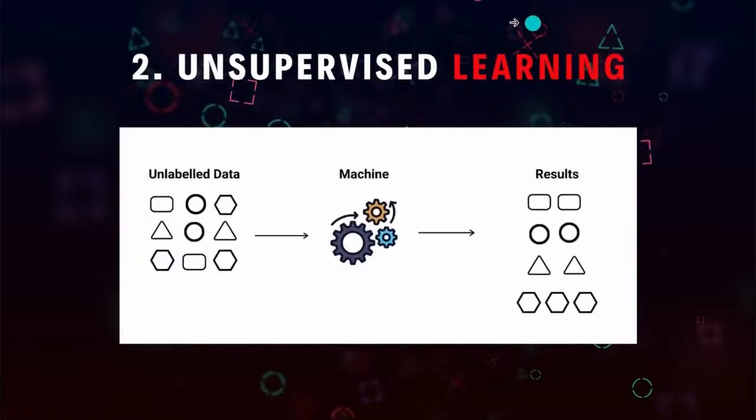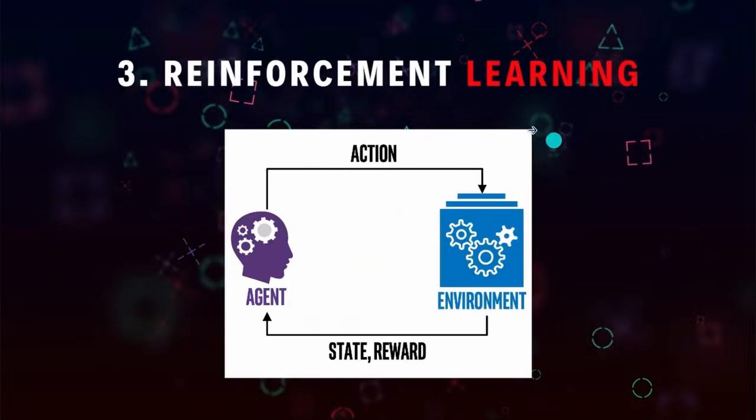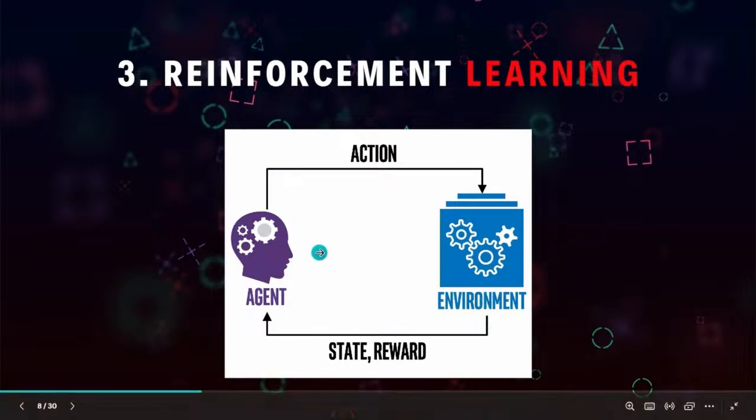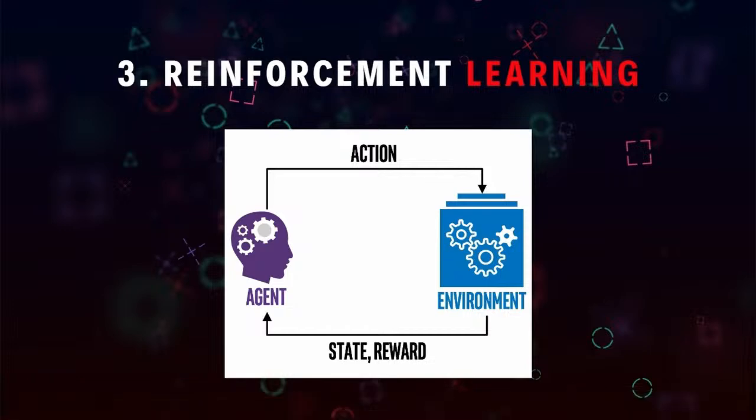And in unsupervised learning, we don't have any labels. So based on the differences, we'll try to club them together. And in reinforcement learning, we will have an agent and an environment. For every action, a reward will be given to the agent. So based on the value, it will try to increase its efficiency. Okay, so that's it about the types of machine learning.